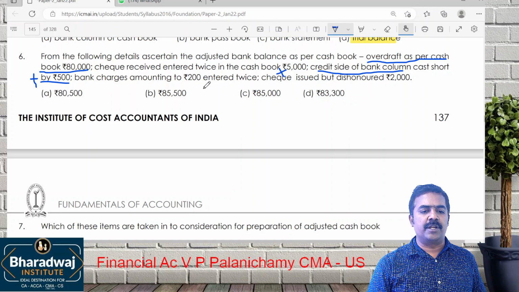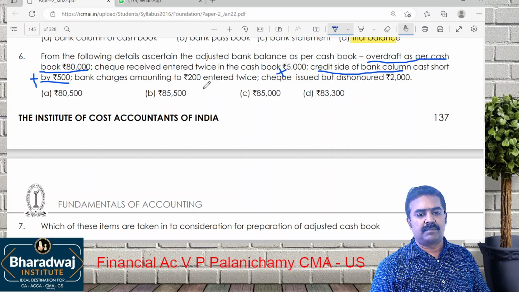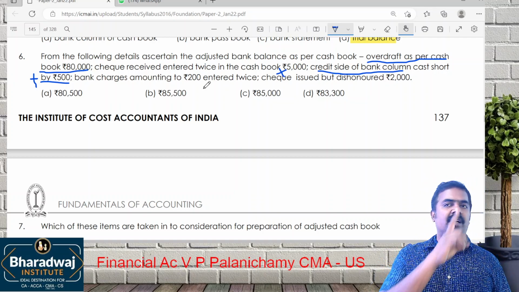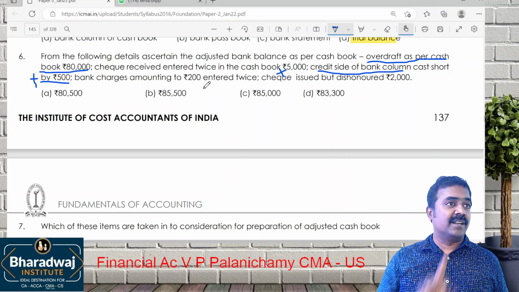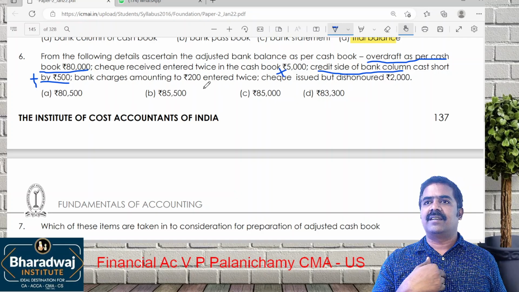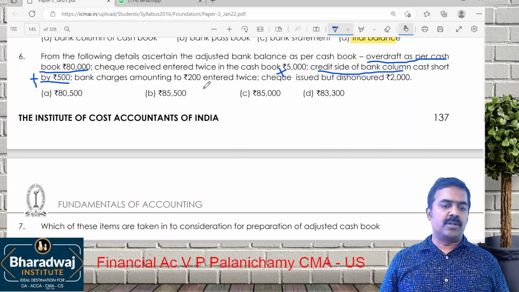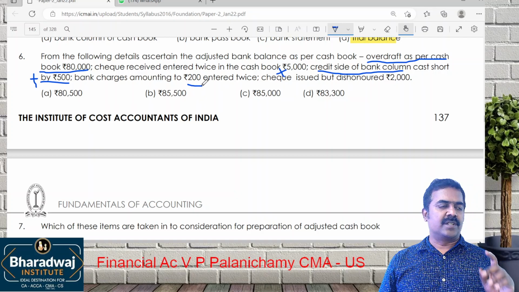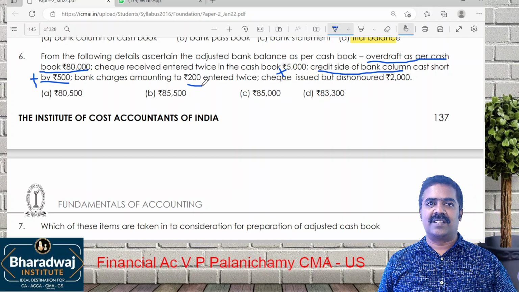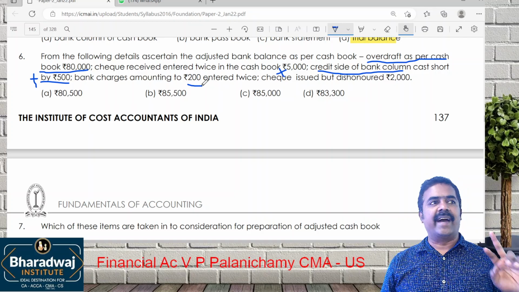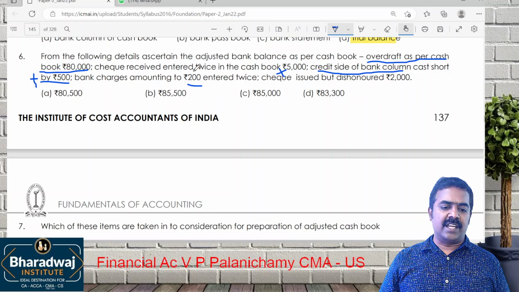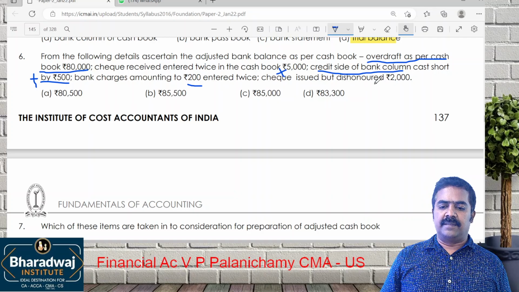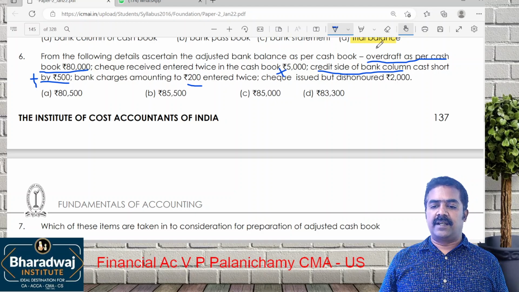Bank charges amounting to 200 entered twice. Bank would have deducted only once, but we have deducted twice. What to do? Add back 200, but OD is the starting point, so minus 200. Once again, bank deducted only once, we have deducted twice, so add back 200, but since OD is the starting point, minus 200. Checks issued but dishonored.